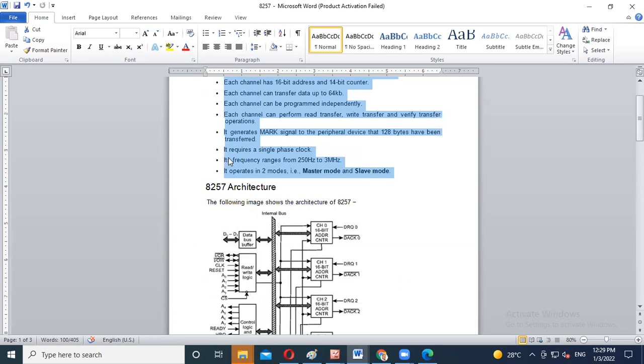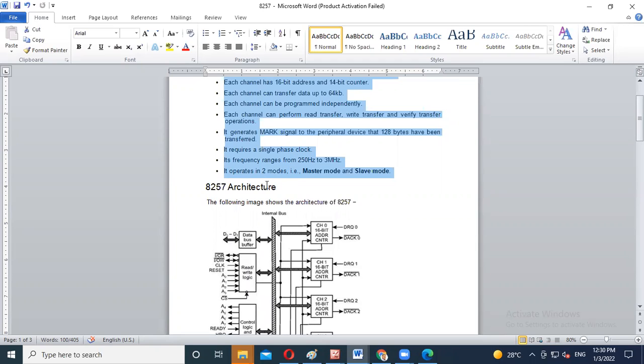And one more, in the 8257, we need a clock generator, that is signal phase clock. Actually, in 8086, what you studied, you didn't use a clock because that clock generator is built in. Internally, it is there. You didn't use it externally. But to maintain the space of the chip, here in the 8257, we are going to use the clock generator externally. That's one feature.